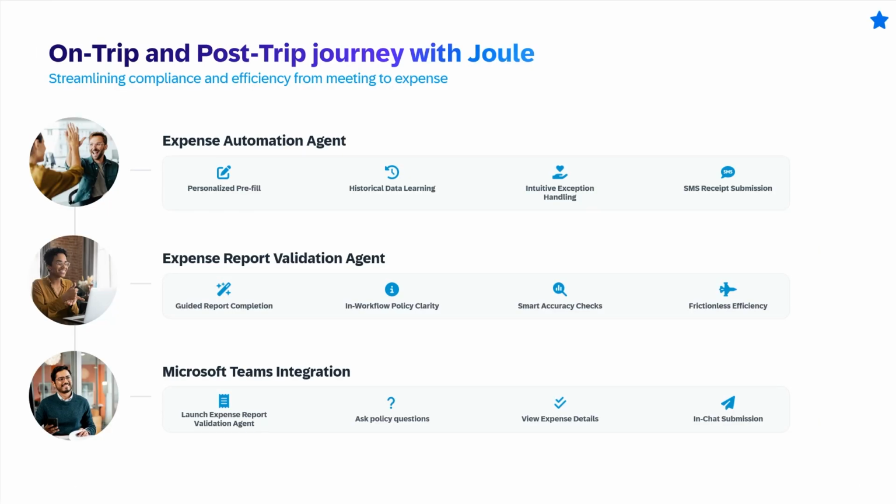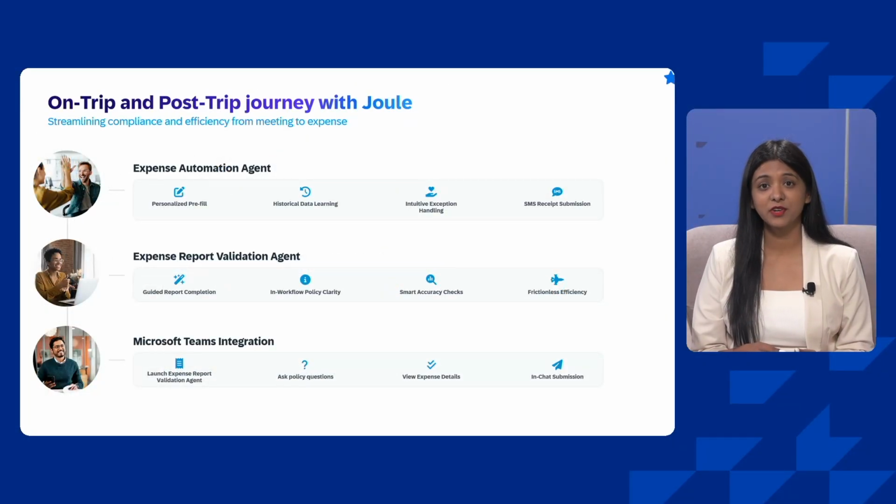With that, let's summarize what Joule has in store for the traveler during the on-trip as well as the post-trip journey. First of all, on-trip, Joule supports with expense automation. This is where the expense automation agent comes in. It pre-fills reports, learning from historical patterns and helping manage exceptions in context. Post-trip, it simplifies validation. This is where the expense report validation agent comes in. It guides with report completion, clarifying the policies in workflow, and running smart accuracy checks before submission.